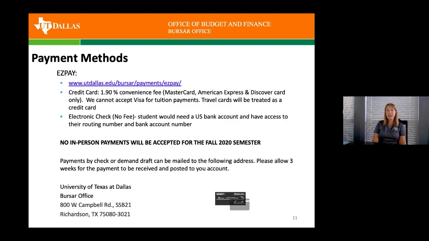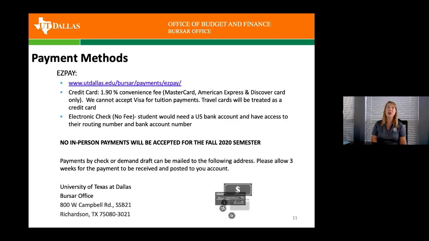You can use an electronic check. However, that does have to be on a US bank account. You have to have a US routing number and bank account number. So there is no fee to do that. So if you end up getting, while you're here, or when you get here, if you get a US bank account, you can use that with no fee. You can use an electronic check from your bank account.